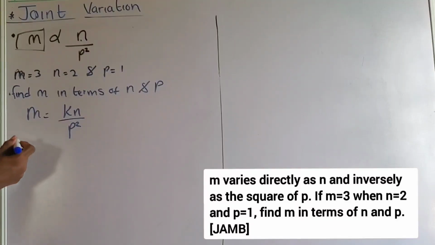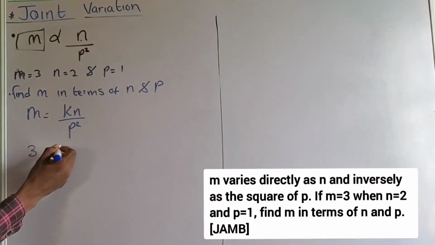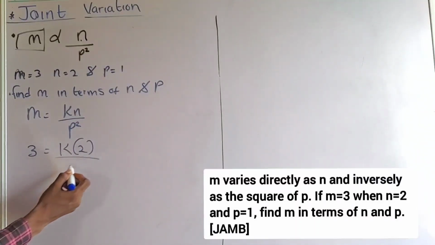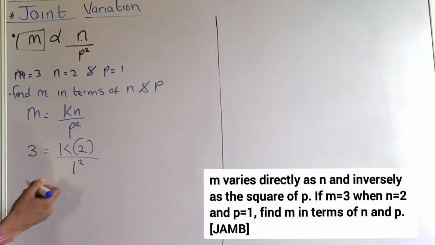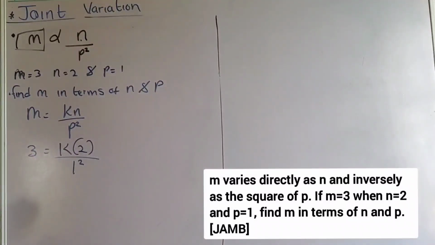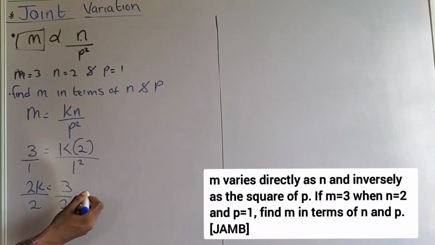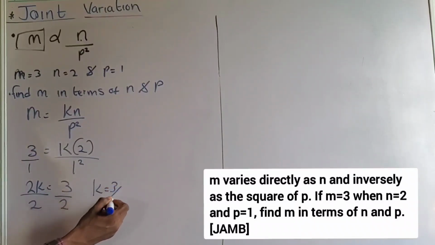So now m is equals to 3, I'm going to have 3 here, equals to k multiplied by n. N is 2, so multiply by 2 all over p squared. P is 1, so I'm going to have 1 squared. Do you understand? Okay, now from this point, 1 square is 1, right? Yes. 1 times 3 is 3, so I'm going to have 2k is equals to 3, right? So to get the value of k, I'm going to divide both by 2. So k is equals to 3 over 2.